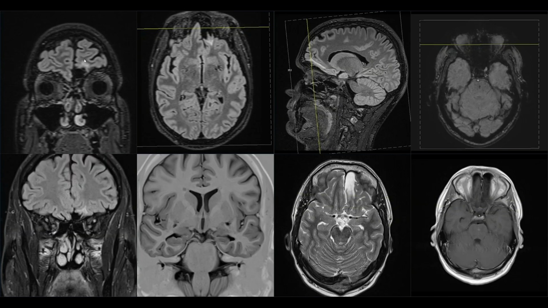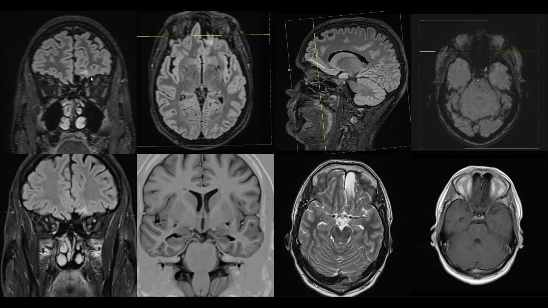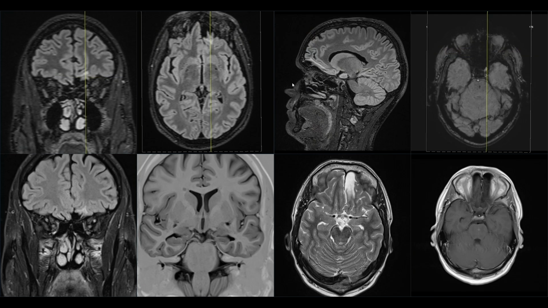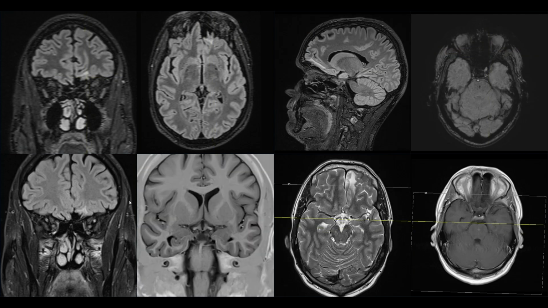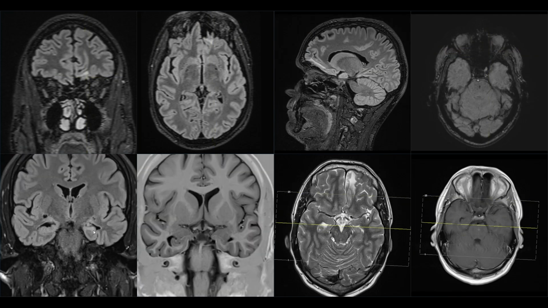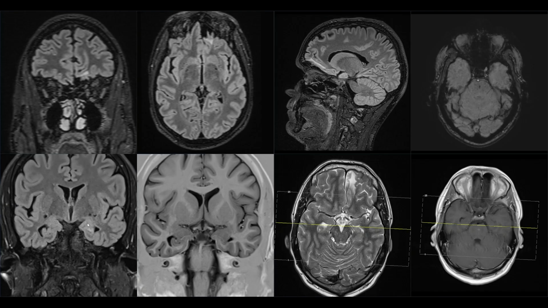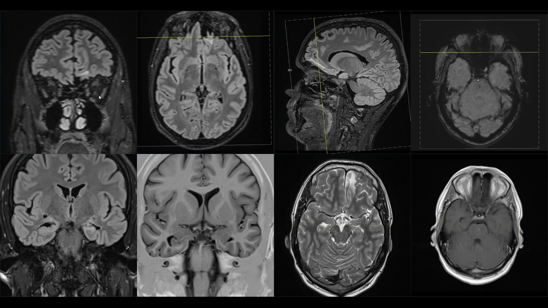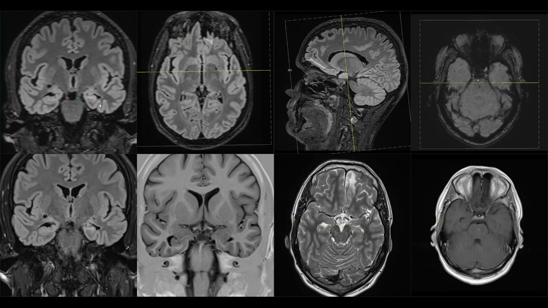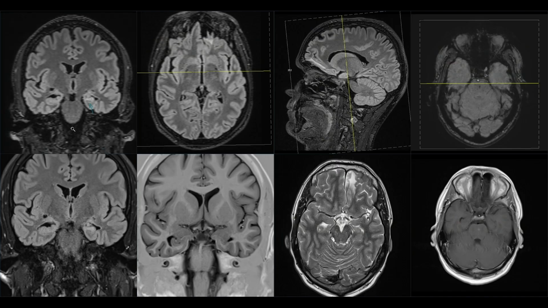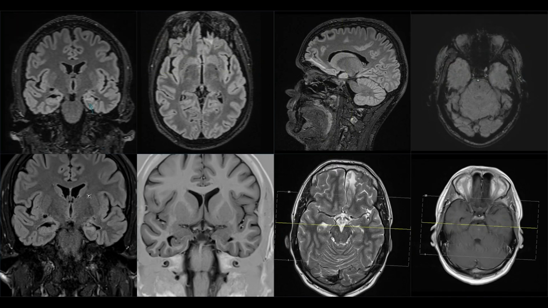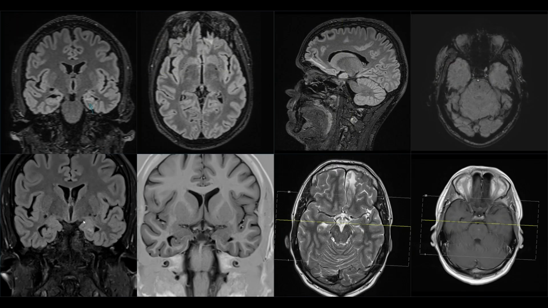However, these areas can also be a potential focus for the next epilepsy. So when we evaluate the hippocampi for epilepsy, for mesial temporal sclerosis, we look at the signal intensity and the volume, just like in this case.